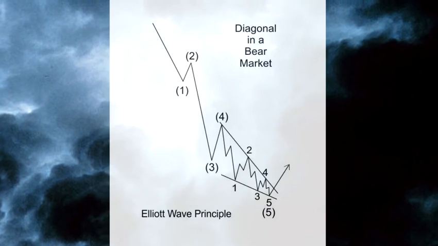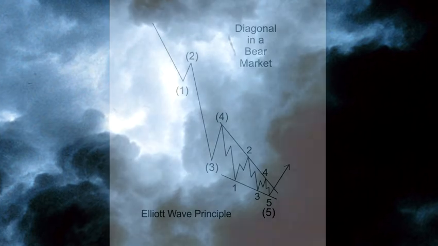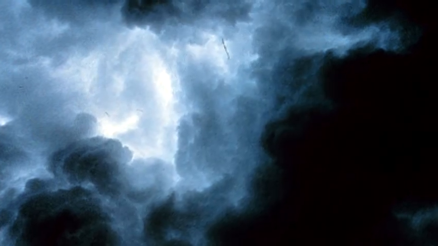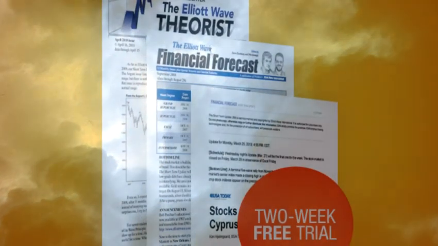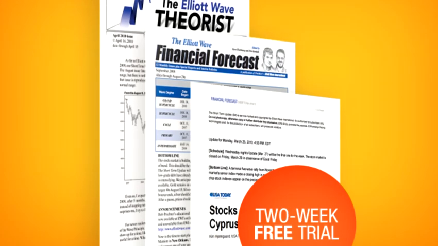And we believe there was one culminating right now. Find out where and what it means in our new June Elliott Wave Financial Forecast. Page 2 shows you the chart and analysis explaining the current setup.